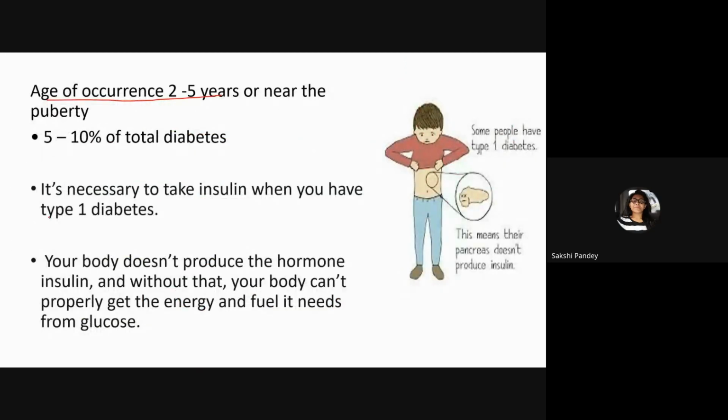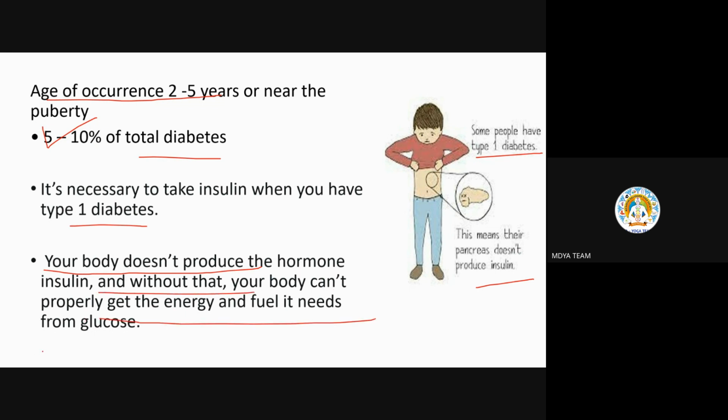Yes, ma'am, now this is a little data. 5 to 10 percent of the total diabetes cases are type 1 diabetes. This means their pancreas doesn't produce insulin. It is necessary to take insulin when you have type 1 diabetes, as insulin is not produced by the body. Your body doesn't produce the hormone insulin, and without that your body can't properly get the energy and fuel it needs from glucose, because insulin itself sends this fuel, this glucose, into the cells.